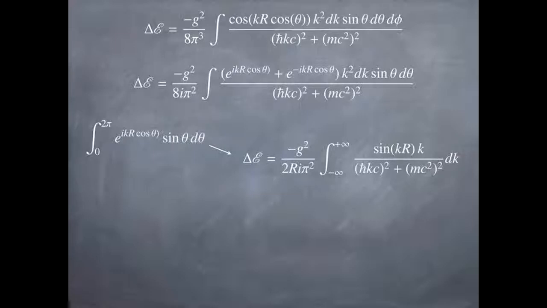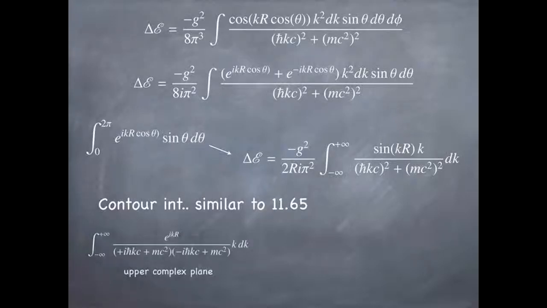Again, the energy denominator I've converted to the relativistic expression for energy. And this can be done with a contour integral similar to the contour integral that Griffiths does, except this time there's no poles along the axis. The only poles are in the upper complex plane and the lower complex plane. This is what the integral reduces to.